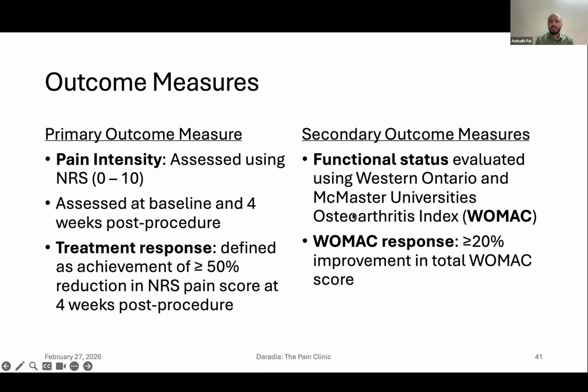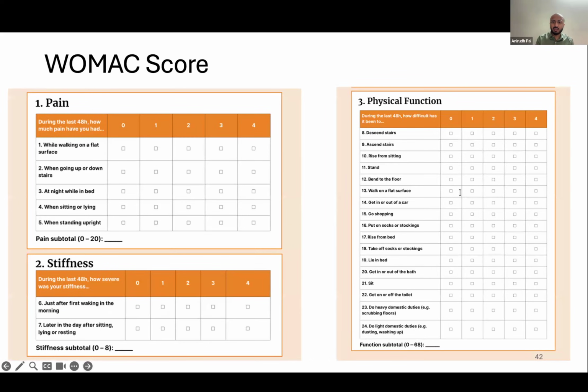This was done using the Western Ontario and McMaster Universities Osteoarthritis Index, also called WOMAC. There was a positive response if the WOMAC score improved by greater than or equal to 20%. This is the WOMAC score. This is a validated patient-reported outcome measure assessing pain, stiffness, and physical function in knee osteoarthritis. It provides a structured way to quantify symptomatic and functional improvement following interventions like genicular nerve ablation. It has a total of 24 components: 5 for pain, 2 for stiffness, and 17 for physical function.